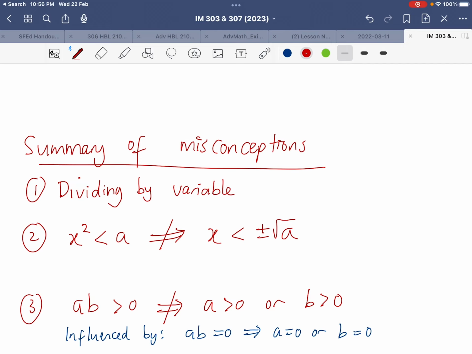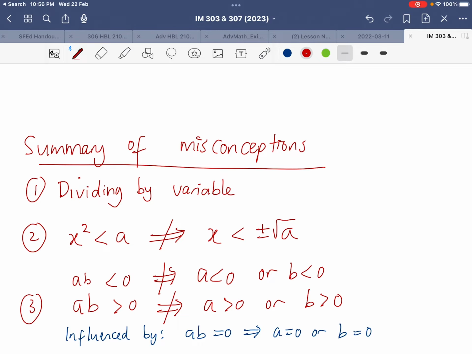Because this thinking is influenced by what I wrote at the bottom. And similarly for number 2, also influenced by something similar in the equation. So number 3 also includes this kind of case. When AB is less than 0, it doesn't mean that A is less than 0 or B is less than 0. It doesn't say anything. So we can't use that.